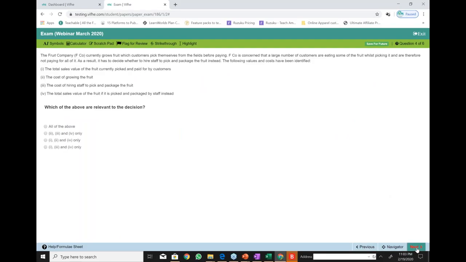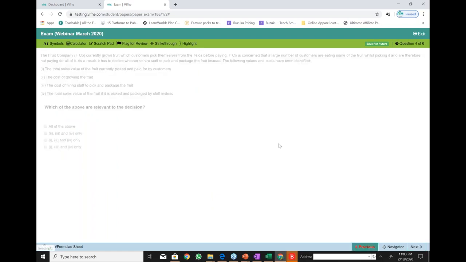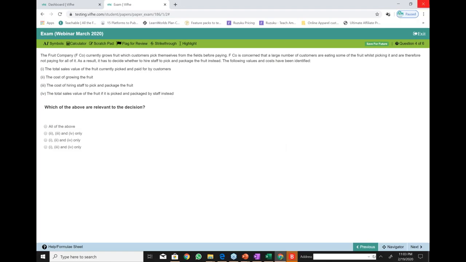Now comes the last question for today. The fruit company currently grows fruit which customers pick themselves from the field before paying. The company is concerned that a large number of customers are eating some of the fruit while picking it and are therefore not paying for it at all. Wow. As a result, it has to decide whether to hire staff to pick and package the fruit instead.